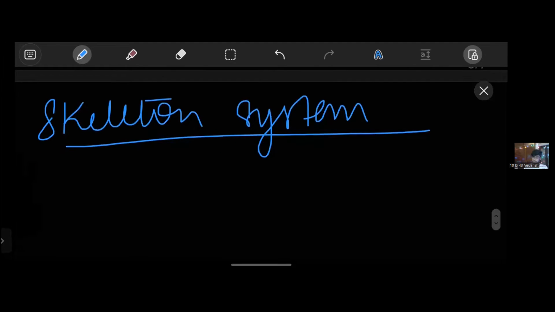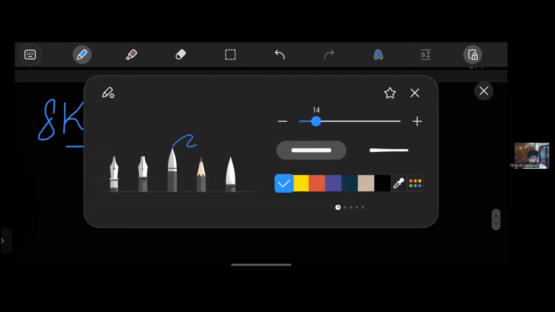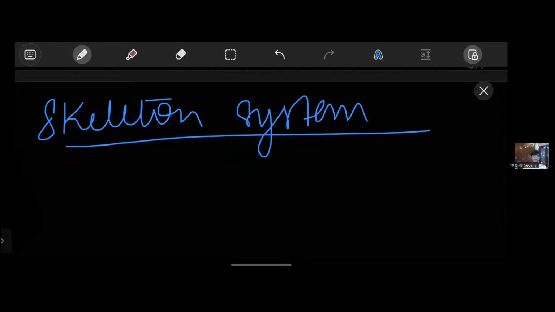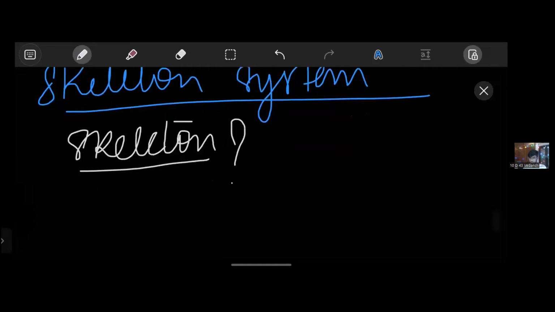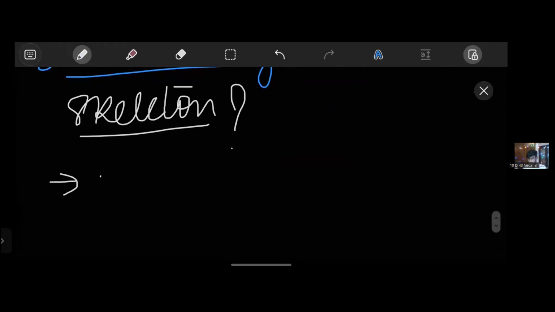Now, what is meant by a skeleton apparently? What is a skeleton? Skeleton is basically a structure.